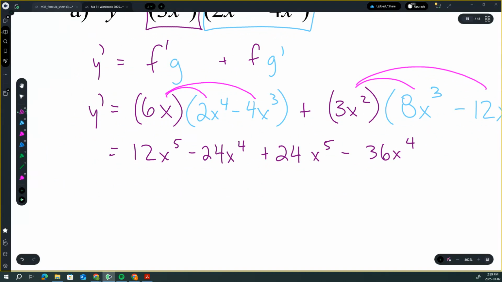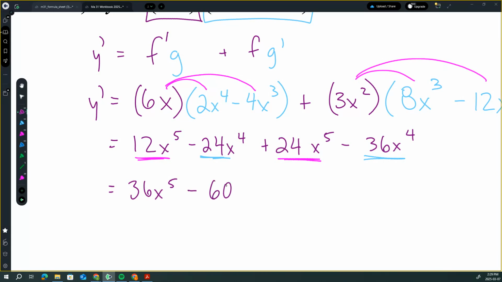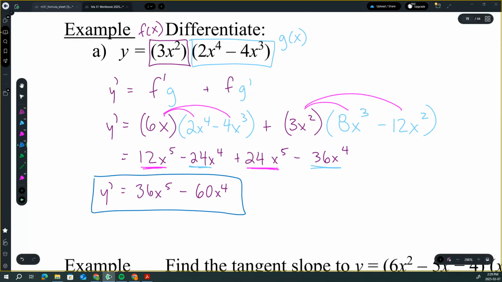And then we just combine where possible. So I'm looking here and I'm going, oh, okay. We can combine 12x to the power of 5 with 24x to the power of 5. So that's going to give us 36x to the power of 5. And then we can combine negative 24x to the power of 4 with negative 36x to the power of 4, which will give us negative 60x to the power of 4. And there's our final answer for this question here.